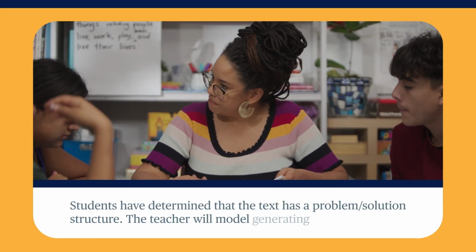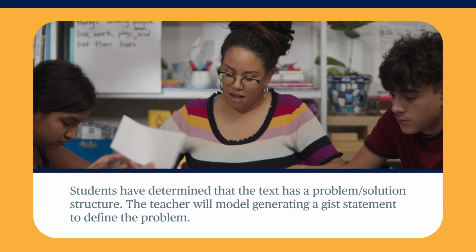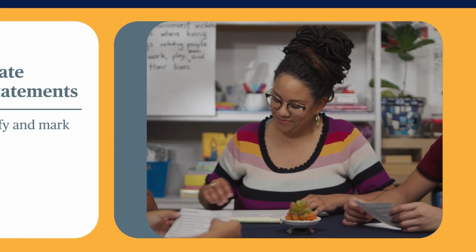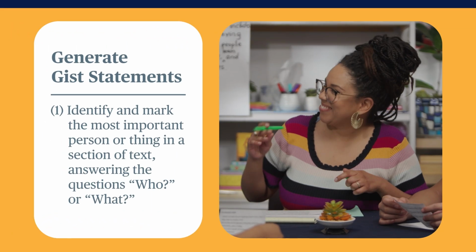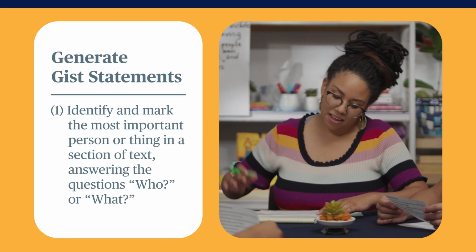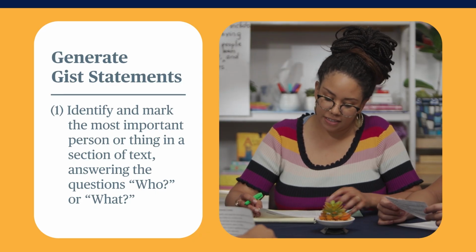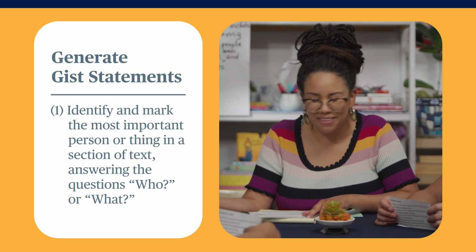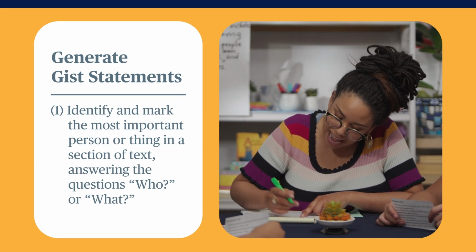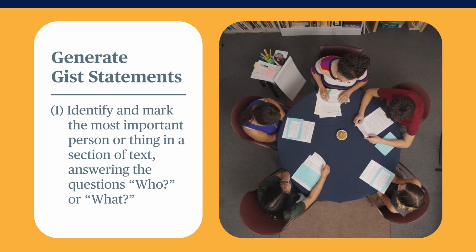Let's go ahead and pull out our GIST statement cards. All right, so the first thing I need to do, what's the first thing that I need to do? Identify and mark the most important person, who, place, or thing, what in a section of text. Okay, so I'm gonna go ahead and mark what the most important thing in this section of text is. The header really helps me here. It's all about unhealthy environments. So I'm going ahead and mark that. This is all about unhealthy environments. The what is all about unhealthy environments.